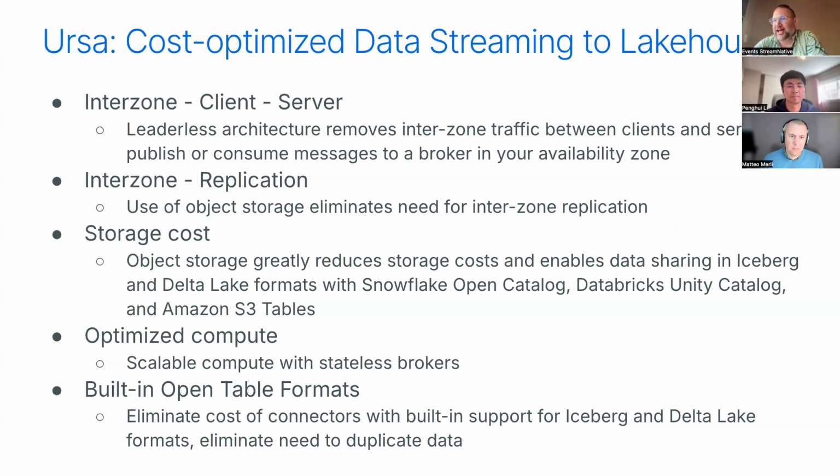And then the last one was the cost of connectors: interzone traffic, but also CPU to run those connectors and manage them, and then potentially having to make additional copies of the data if you want to use it in external applications. But because we have built-in open table format, all of that additional overhead is taken care of by the compaction service, which automatically takes the data and puts it into Parquet files, which you can then register into your catalogs so you can view the data.